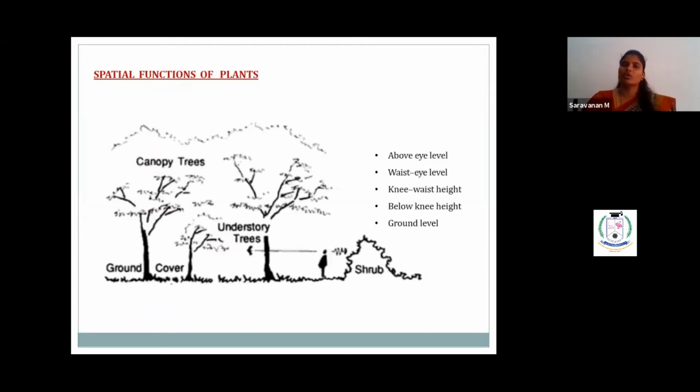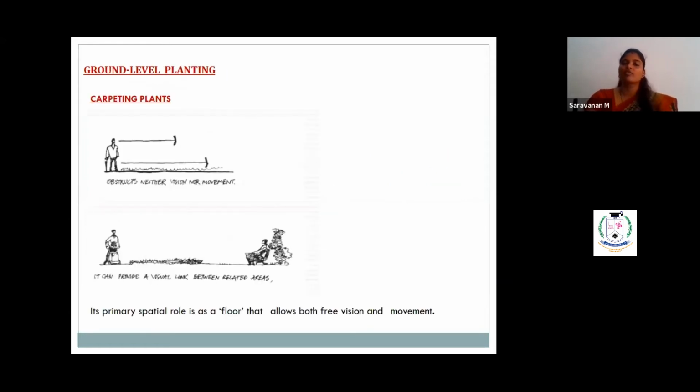When it comes to the spatial function of plants, as I told you in the first point: above eye level, waist, knee, below, and the ground level. I'll explain each one. The first is ground level planting. Ground level planting doesn't obstruct the vision or the movement when we move. Primarily its spatial role is on the floor. This is your ground level planting.